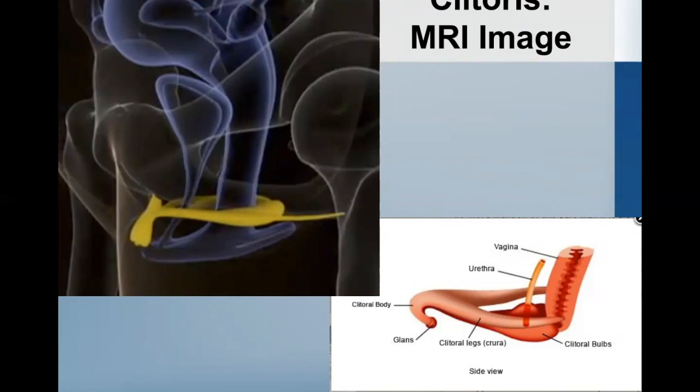The image on your left is the first 3D sonography image of the clitoris. And then the image on your right is the clitoris and vagina urethra all labeled, so you get an idea of what the structure actually looks like.